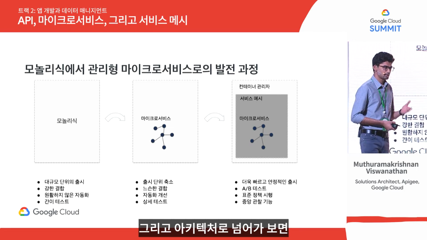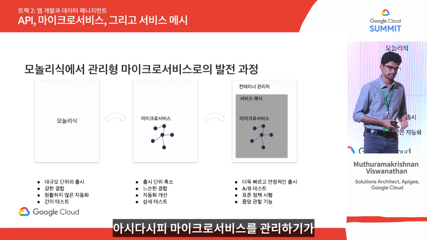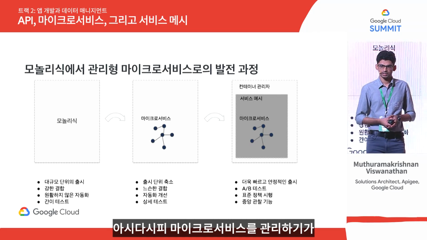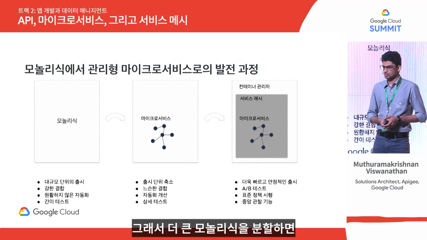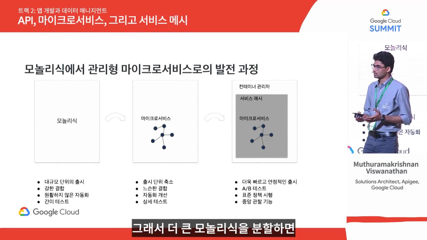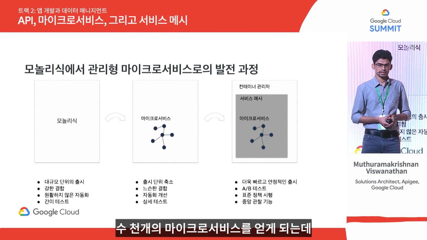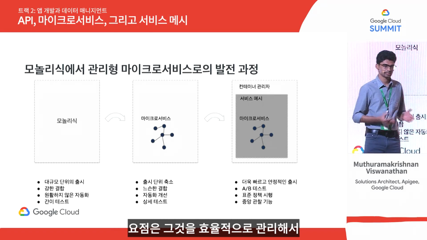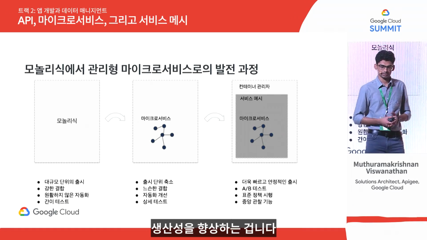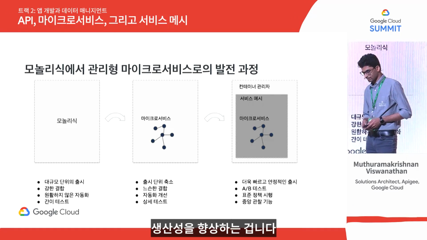As we move to this architecture, it gets quite difficult to manage these microservices. As you break down a bigger monolith, you end up with thousands and thousands of microservices. And the whole point is to manage them efficiently so that you can get better productivity.